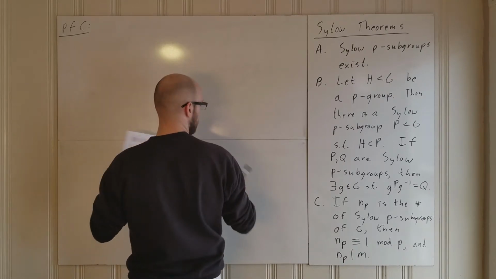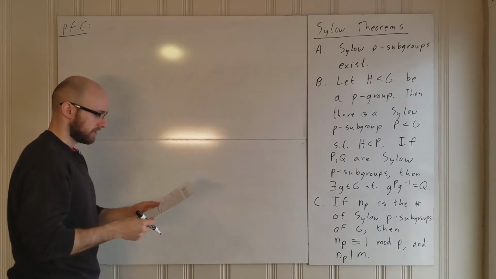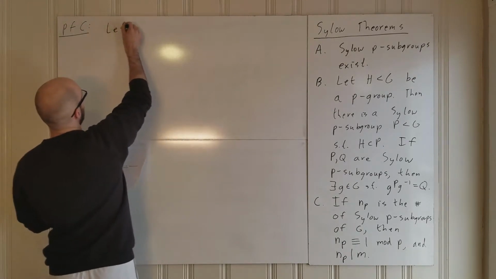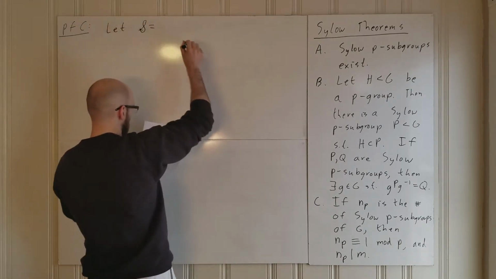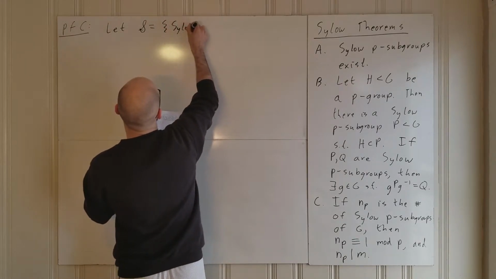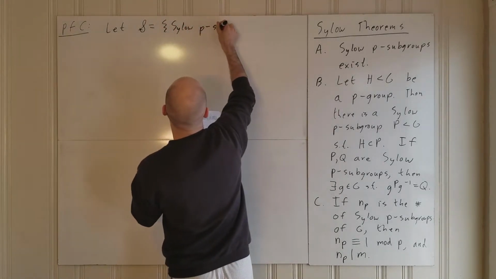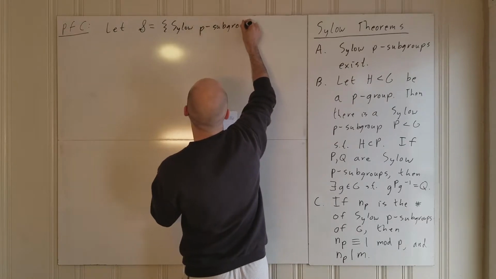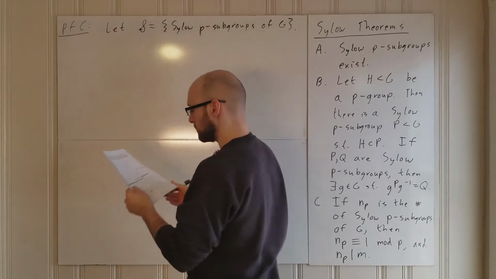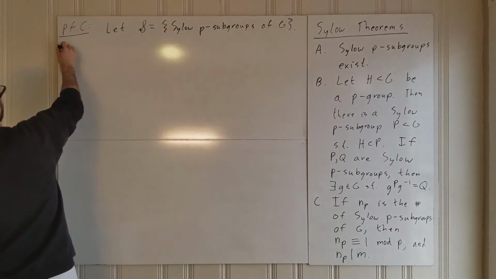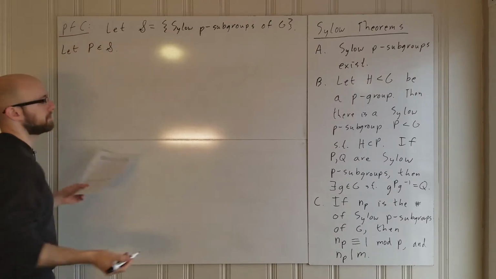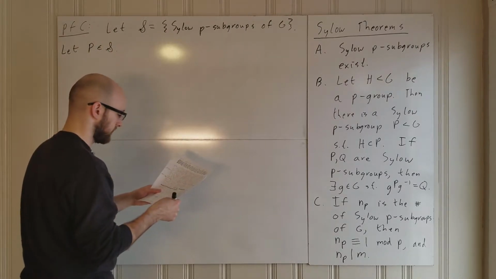So we want to prove these two statements, and let's see here. What we're going to start with is we're going to let script S be the collection of Sylow p-subgroups of G. So let P be an element of script S. We know that script S is not empty because of part A.